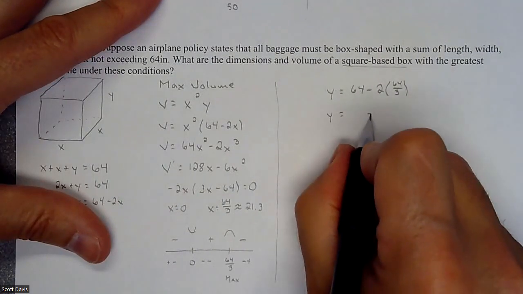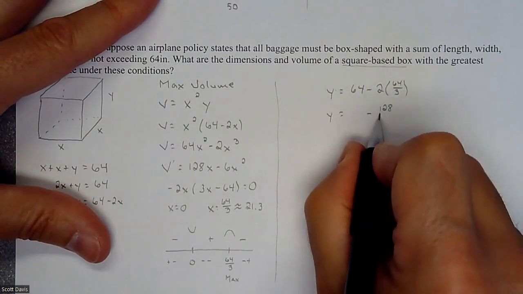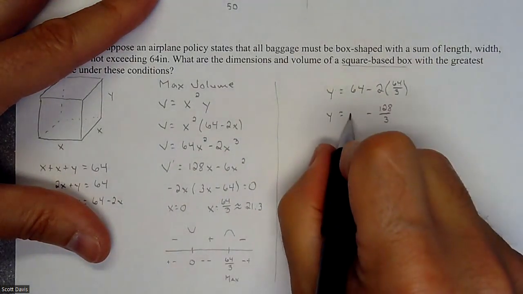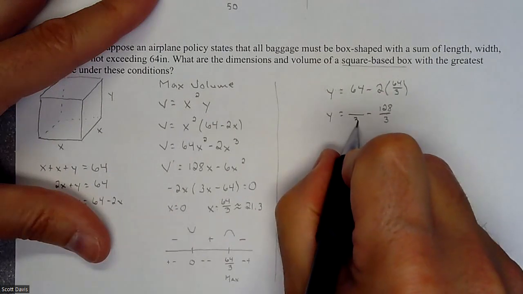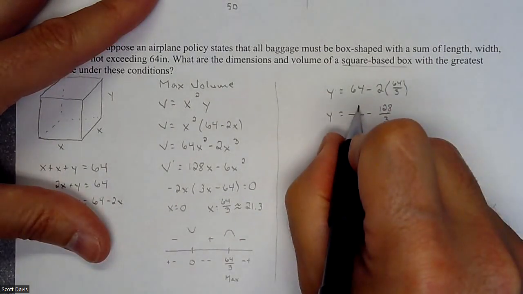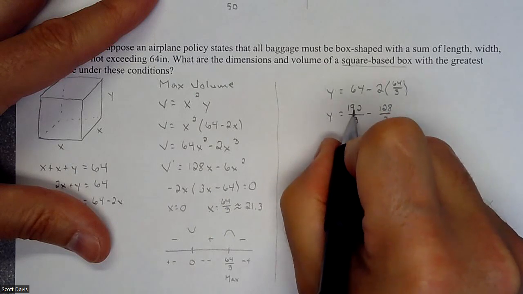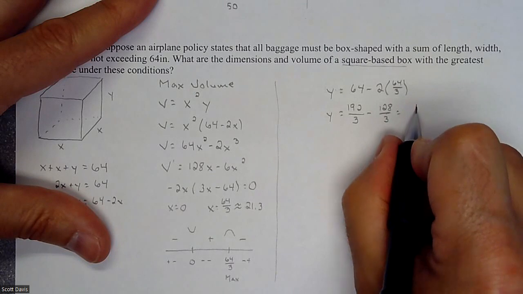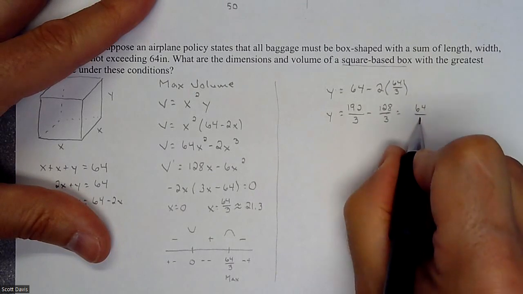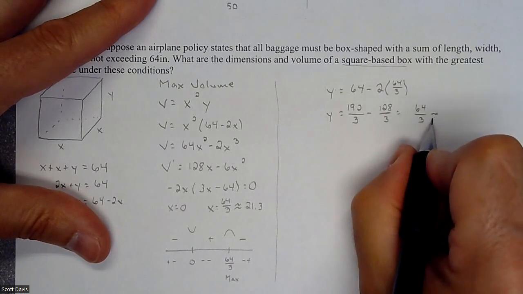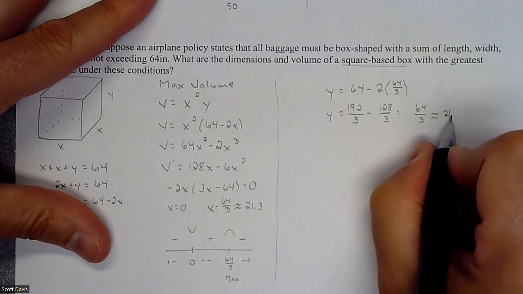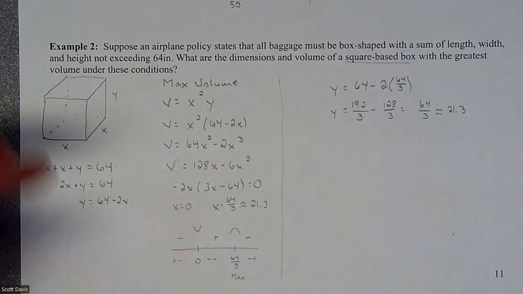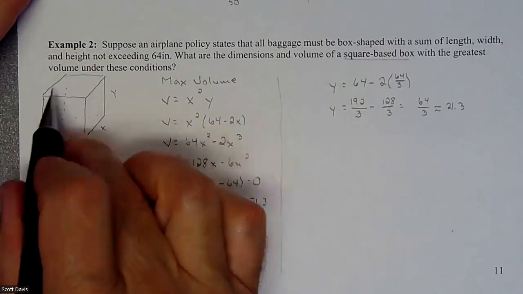This is going to get us 128 thirds. And I need this to be thirds as well. So if I do 64 times 3, it's 192. And 192 minus 128 is 64. So 64 thirds, which is going to give us another 21.3 for the height.